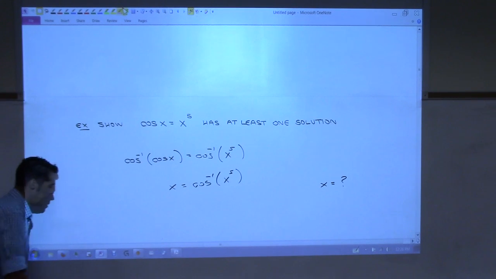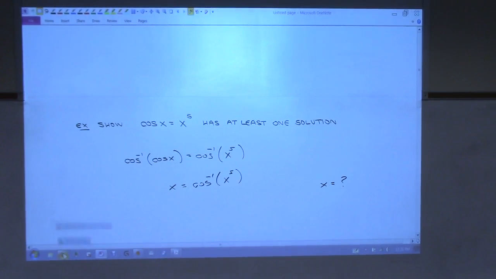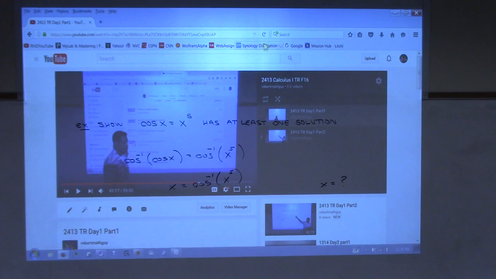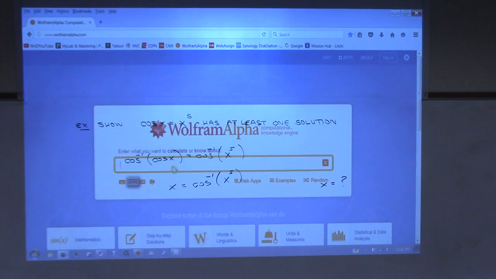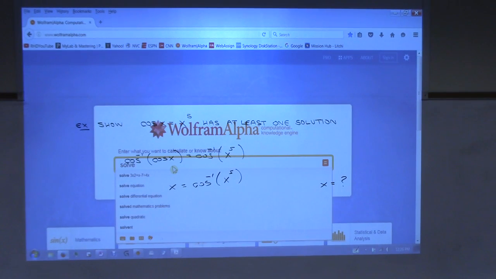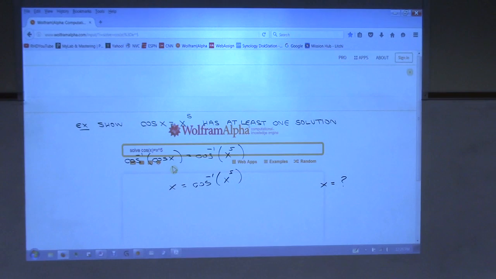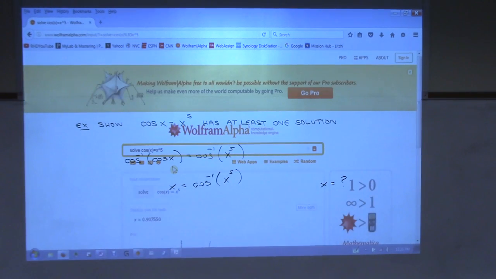All right, so I'm going to go to my computer here, and I'm going to go to Wolfram Alpha, your favorite, right? You like Wolfram Alpha? I think I have enough bars to go to Wolfram Alpha. Come on. I'm going to just type that in. Solve cosine of x equals x to the fifth. Enter. Now, Wolfram Alpha is never wrong, right?